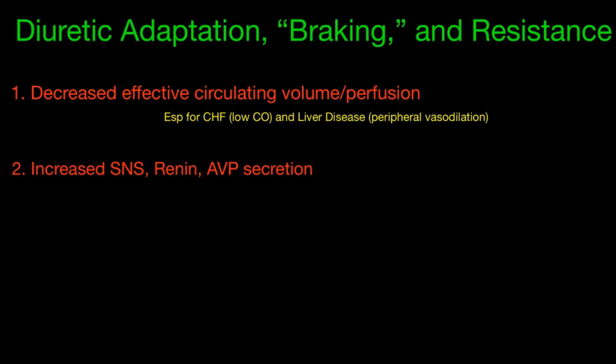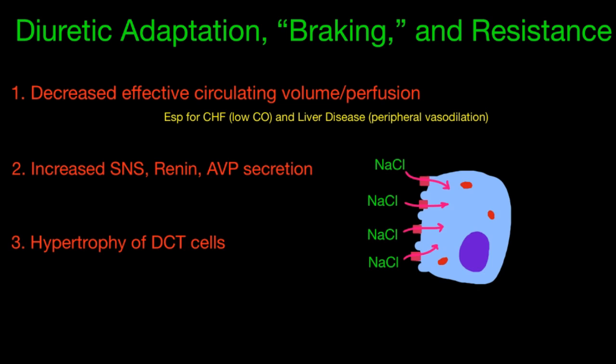Therefore, it's going to send a signal just across the aisle to the juxtaglomerular cells to secrete lots of renin. So again, we are driving sympathetic nervous system activity, renin, and ADH (AVP) secretion to try to maintain extracellular fluid volume. But the body doesn't know that it's fluid overloaded. So remember that loop diuretics work at the ascending loop of Henle.